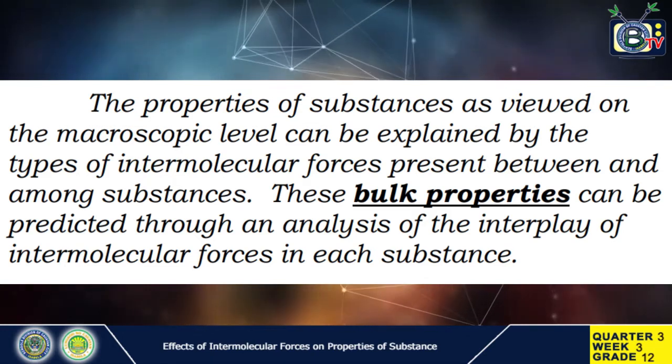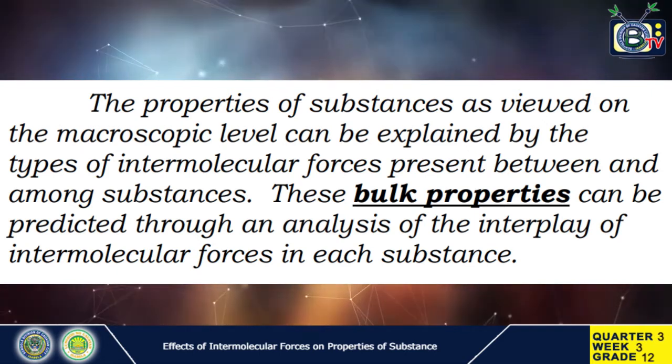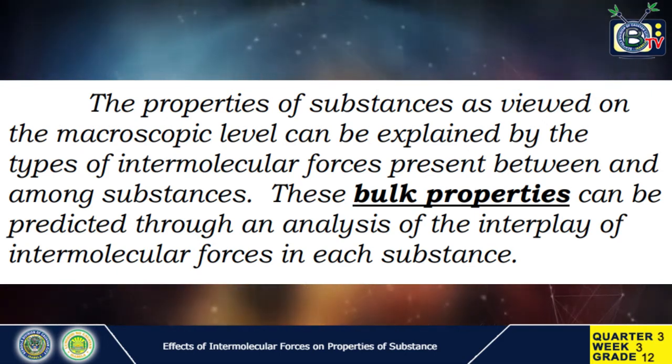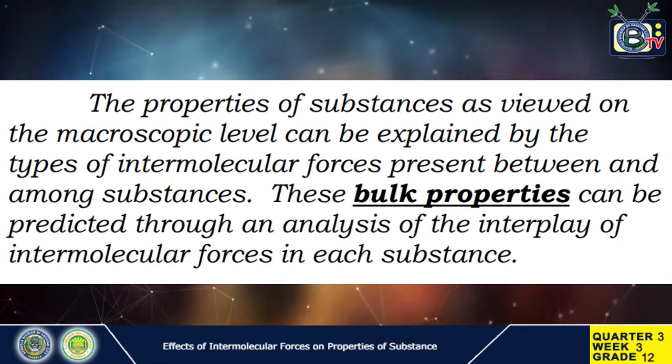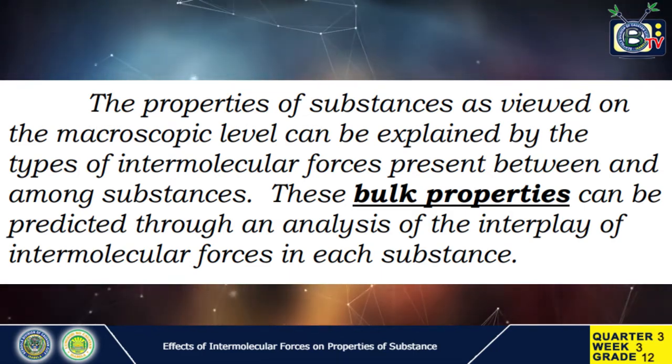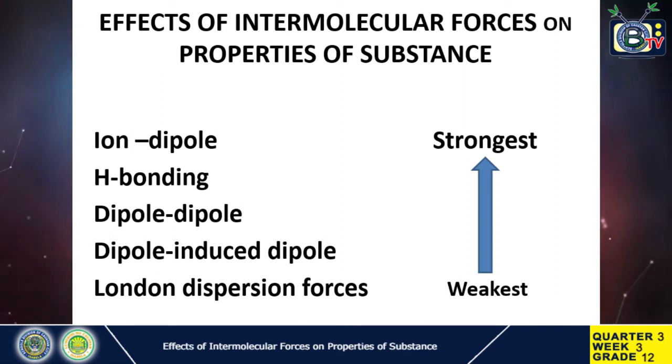The properties of substances as viewed on the macroscopic level can be explained by the types of intermolecular forces present between and among substances. These bulk properties can be predicted through an analysis of the interplay of intermolecular forces in each substance. The chart tells us of the relative strengths of intermolecular forces. This can be referred to when trying to relate the IMF, or intermolecular forces, to the properties of substances. Notice the chart, okay? London dispersion forces is the weakest, while ion-dipole is the strongest.